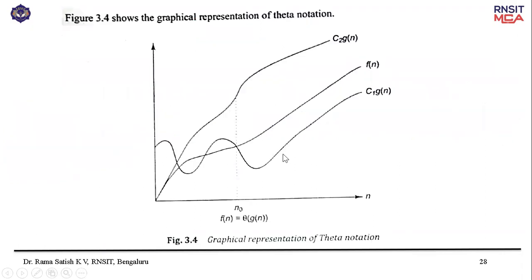So here is the graph that is representing the theta notation. This is the upper bound C2 g of n, C1 g of n is the lower bound, and in between, the function that you are having should be in between. It is just this way you can calculate the theta notation.